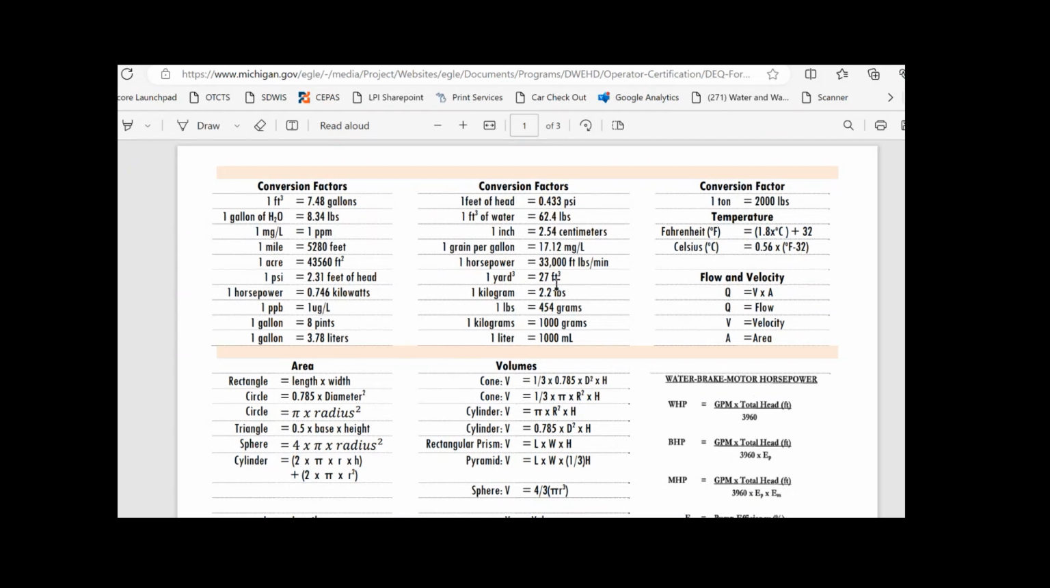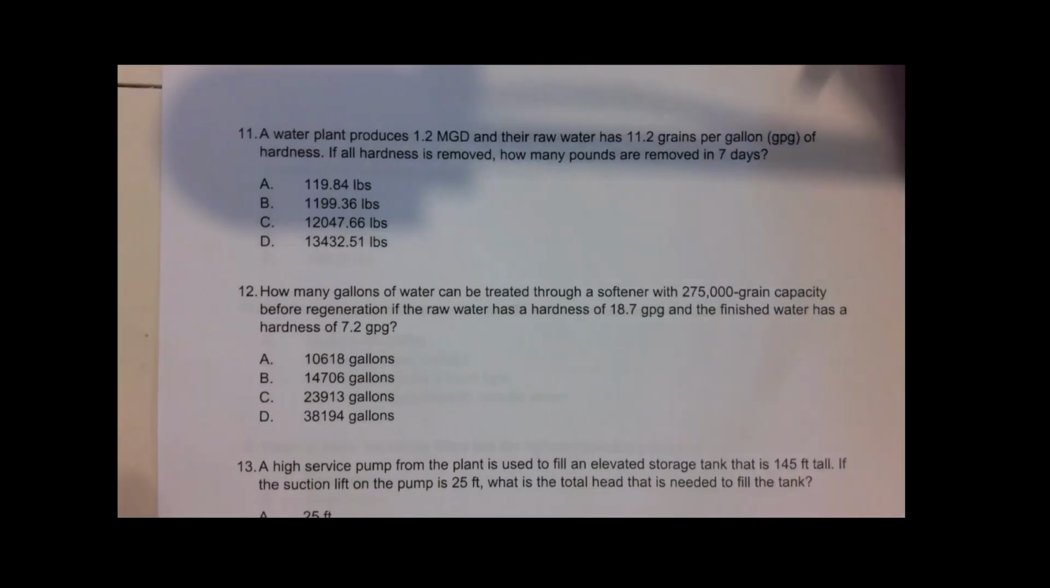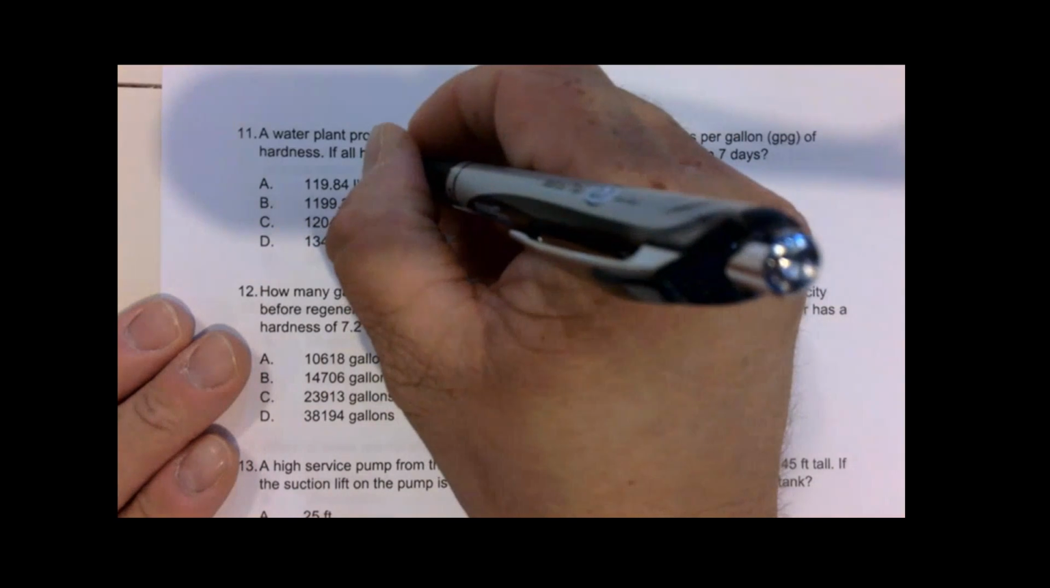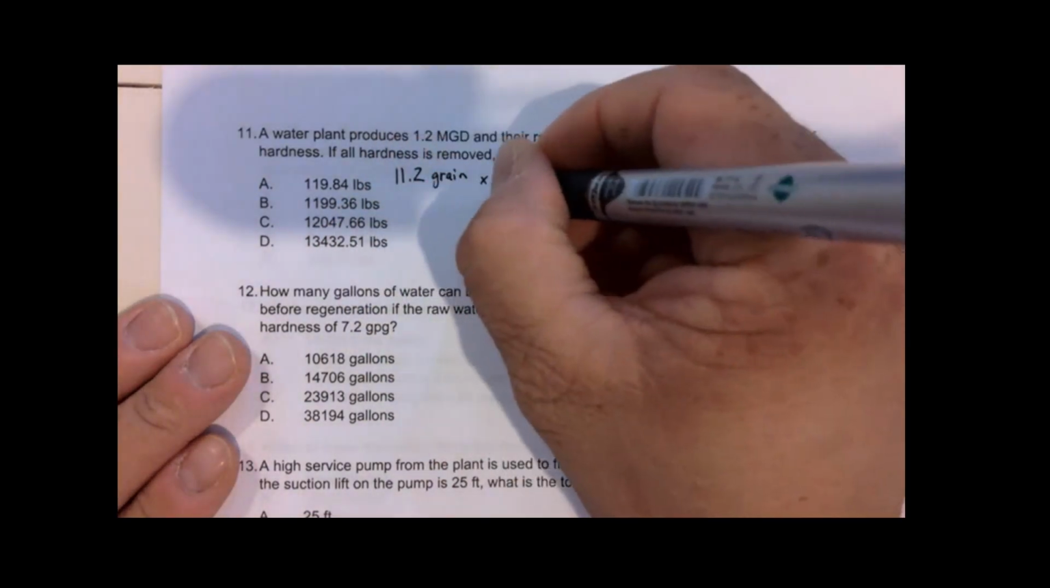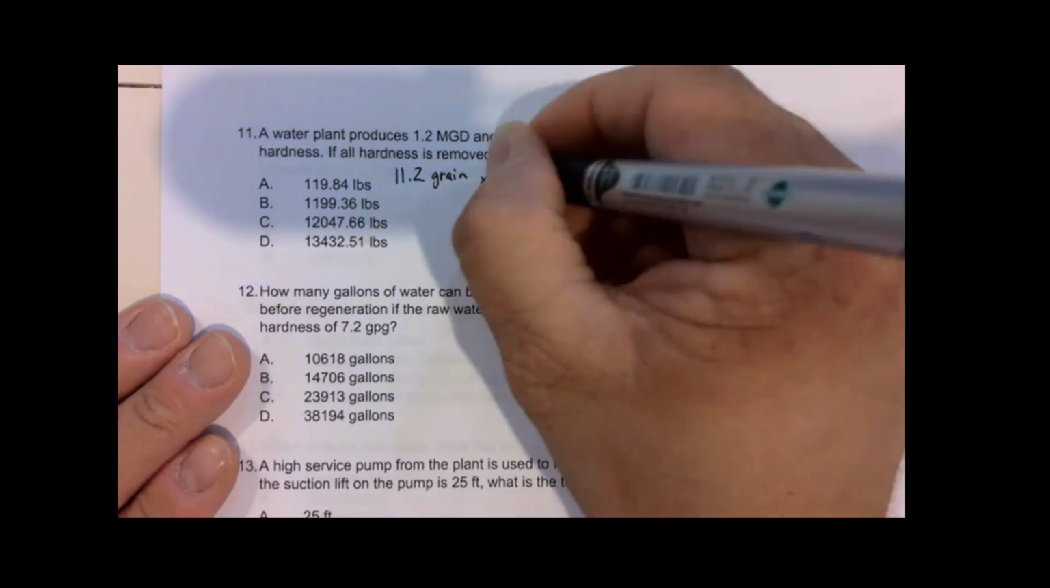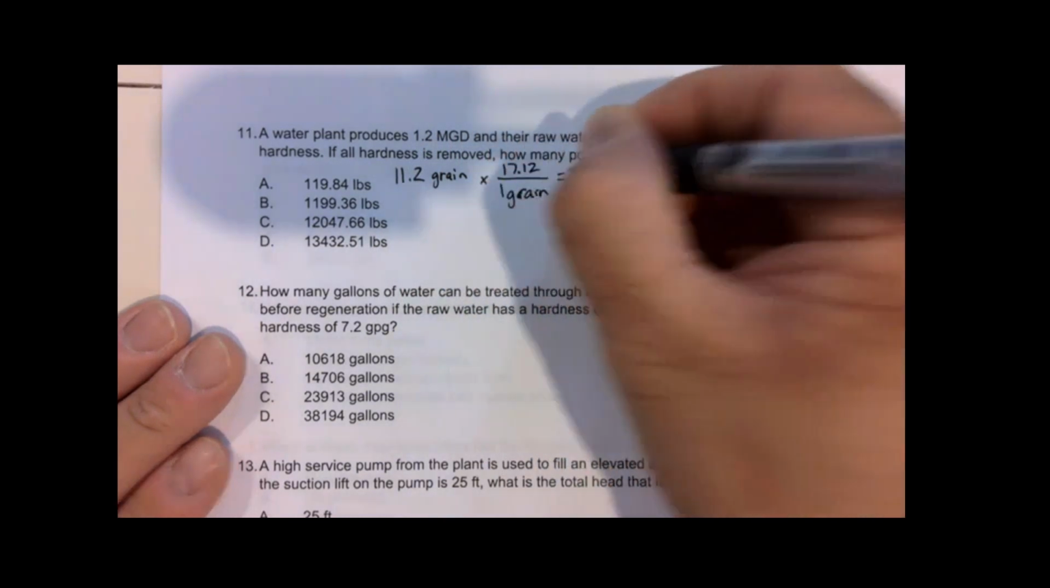And this thing says grains, right? Well, on your math formula sheet, you're going to find that 1 grain per gallon equals 17.2 milligrams per liter. But look right here, 1 milligram per liter equals parts per million. They're the same thing, okay? So back to this. First off, we need to figure out our parts per million. And we got 1 grain equals 17.12 ppm.